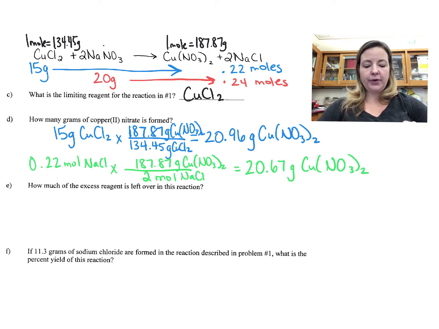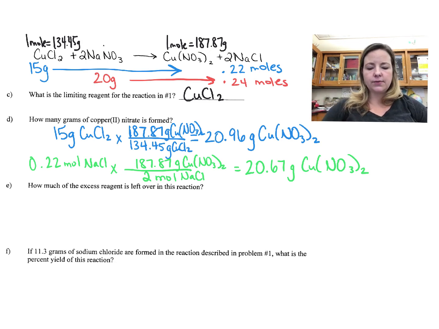Well, we have to figure out which one is going to be in excess. We determined that CuCl2 is going to be totally used up to create our 0.22 moles. So that means that we're not going to be able to make that 0.24 moles of NaCl because of the 20 grams of the NaNO3. So that means that we're going to have some extra NaNO3 that's not going to react. That is our excess reagent.